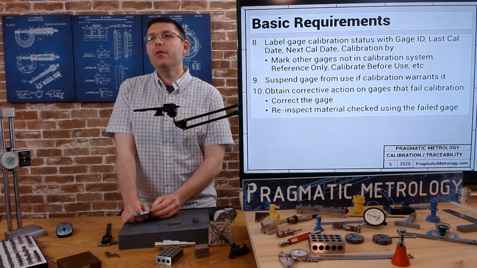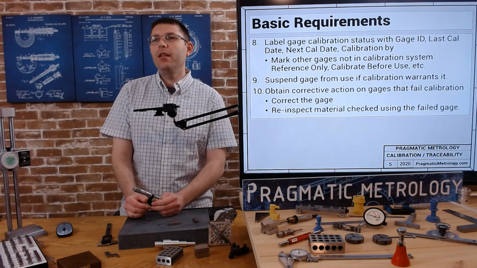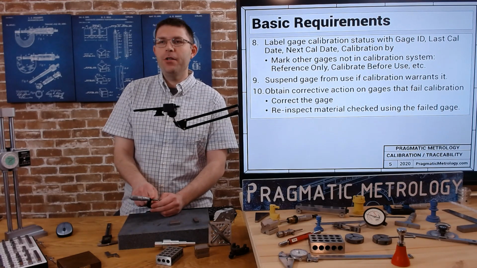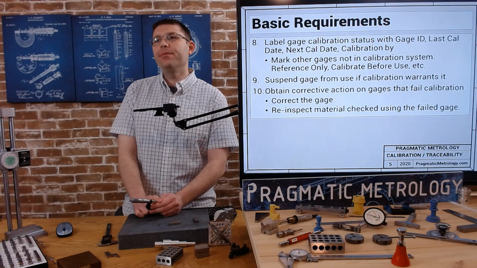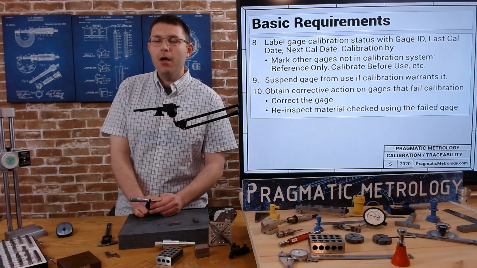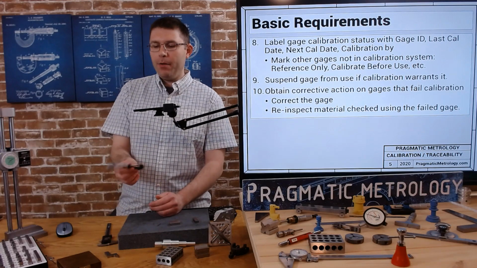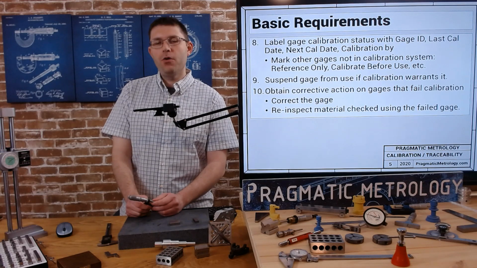Number 8 here, label the gauge calibration status with the gauge ID, the last calibration date, the next calibration date, and who did it. Those 4 items tend to be the ones that are required at a minimum. I think you're allowed to not have who did it, but you definitely need when it was last done and when it was next due. Otherwise you need to be able to pick up a gauge and look at it to know if it's in calibration or not, at least according to the system.